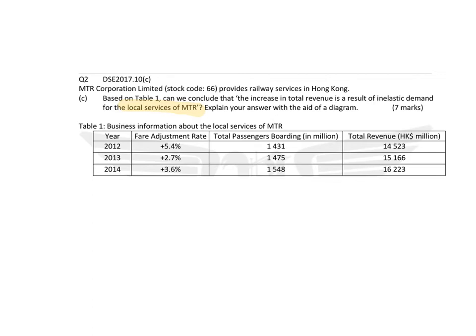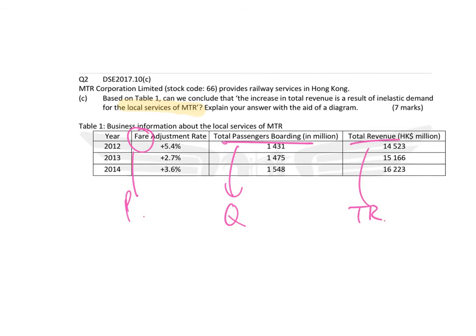It said that according to Table 1, in Table 1 there is a fare adjustment rate, total passenger boarding, and total revenue. So we have to relate this to economic concepts. Fare, actually that is price. Passenger boarding, what's that? That is quantity, right? And total revenue, so it's total revenue.